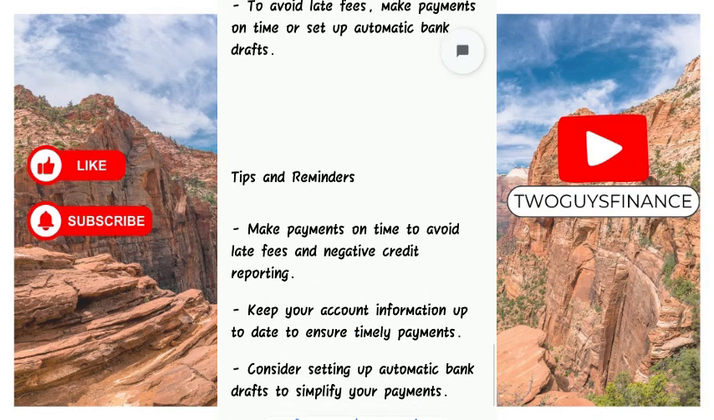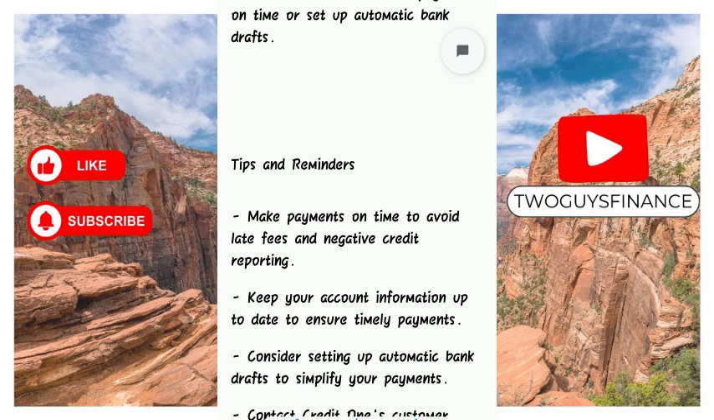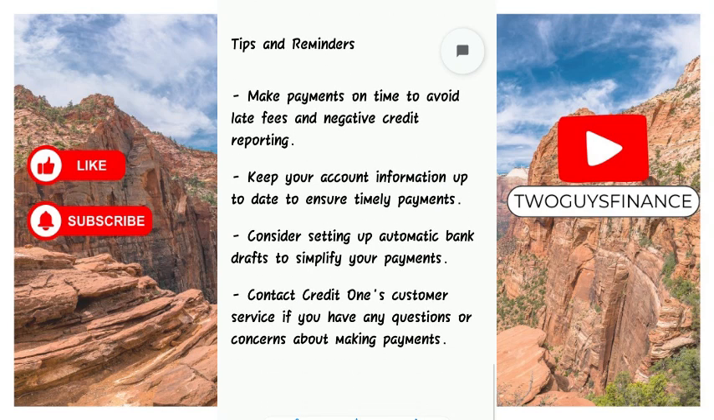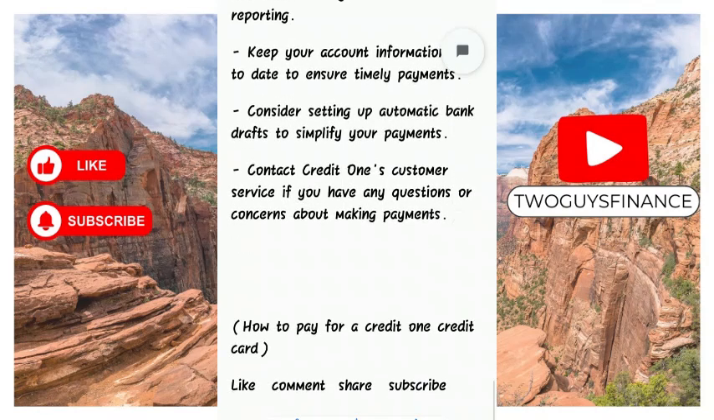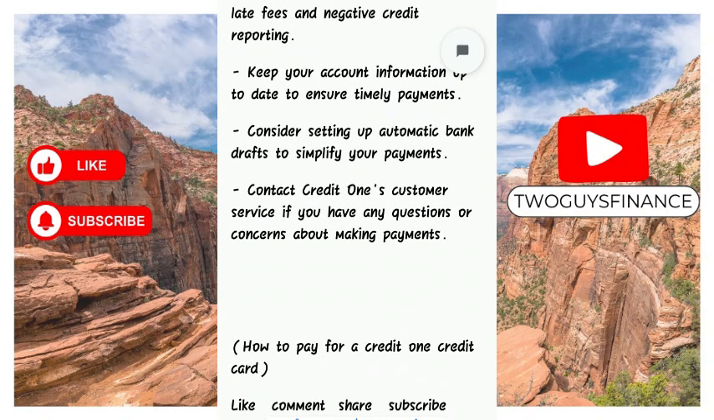Now, a couple of tips and reminders for you guys. The first is to make payments on time to avoid late fees and negative credit reporting. The second is to keep your account information up to date to ensure timely payments. The third is to consider setting up automatic bank drafts to simplify your payments. And lastly, make sure to contact Credit One's customer service if you have any questions or concerns about making payments. So yeah, that's pretty much it on how to pay for a Credit One credit card.